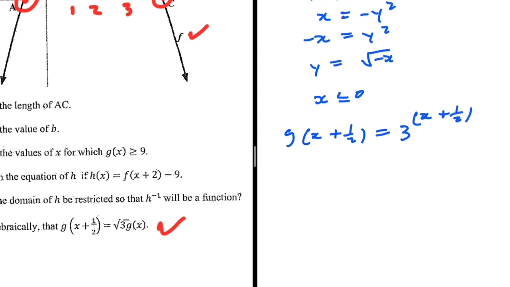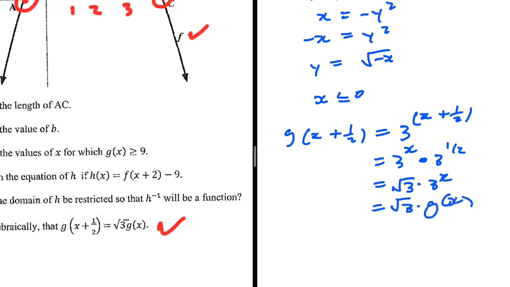Okay, I think that requires us to use exponential laws. Yes, because this is equal to 3 to the x multiplied by 3 to the half. And the 3 to the half is the same as square root of 3. And then 3 to the x is just g of x. I think we have proved that.